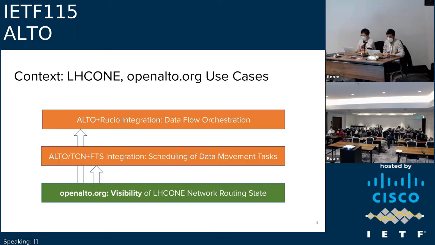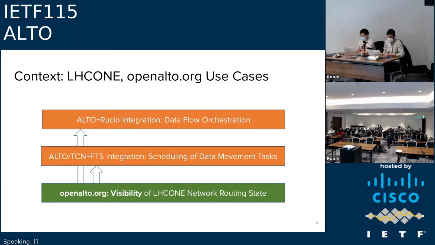Yeah, this is the specific architecture that's been running on these science networks, specifically in the CERN network. At the bottom, so this is sort of a layering view, we have the visibility component, which is implemented using OpenAlto, that's deployed and monitoring the network and providing the maps, basically. These maps then are fed into the next layer, which is what's called TCN plus FTS, the transport control network and the file transfer system.